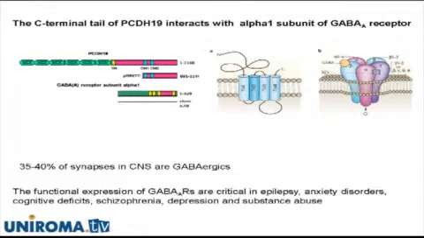So we used the internal cytoplasmic tail of protocadherin. With this cytoplasmic tail, we studied the protocadherin and observed that the protocadherin interacts with the alpha 1 subunit of the GABA receptor.